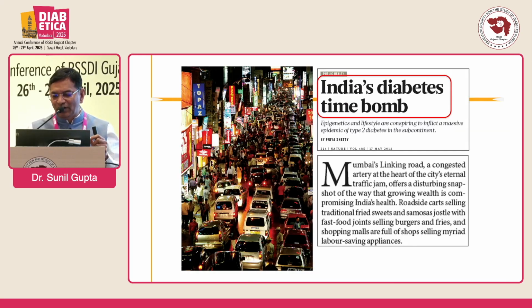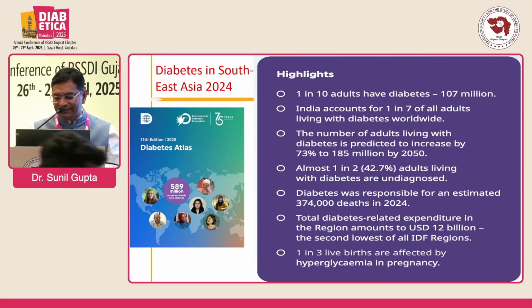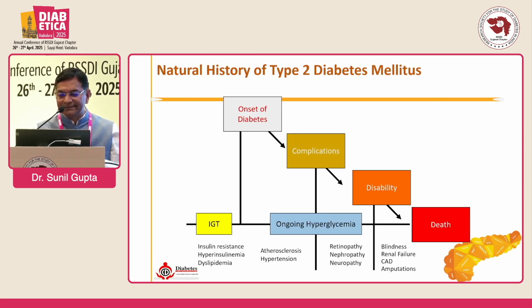So this time bomb was there in 2012, almost 20 years from now, and it still exists and is gradually increasing. Now, in Southeast Asia, 1 in 10 adults have diabetes, 1 in 7 adults worldwide with diabetes is from India, and the number of adults is increasing day by day.